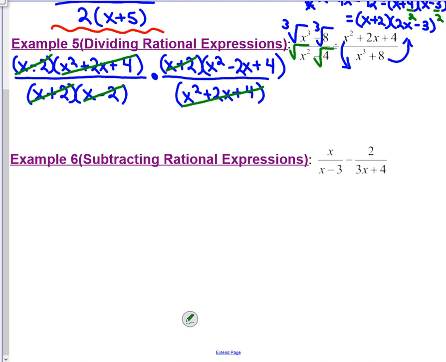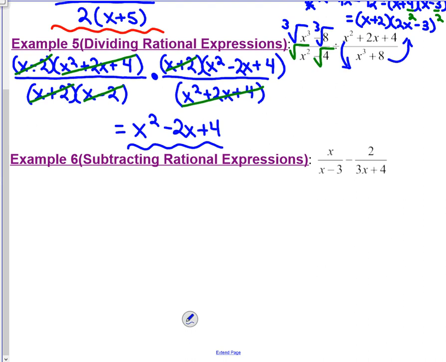Wow, we got rid of a lot, but we have one big thing left, and that is that one trinomial left in that numerator. Final answer, x squared minus 2x plus 4. Woo! Okay, this is it. Here's the last one.